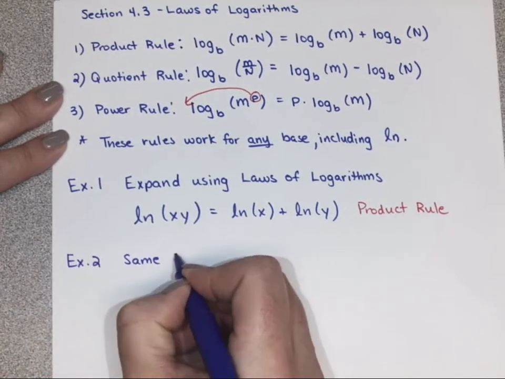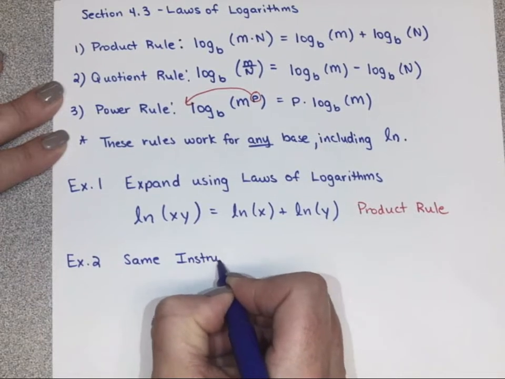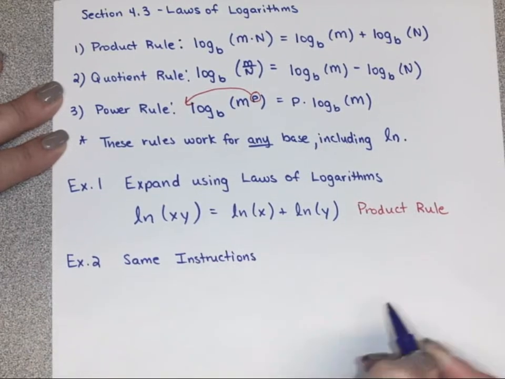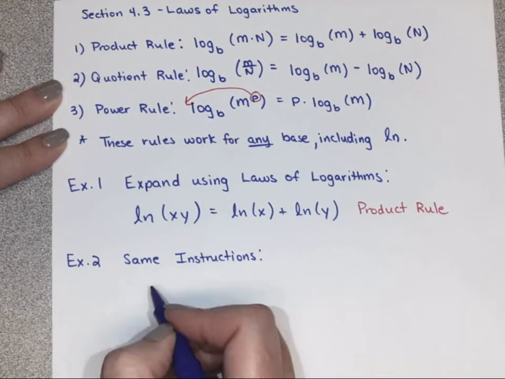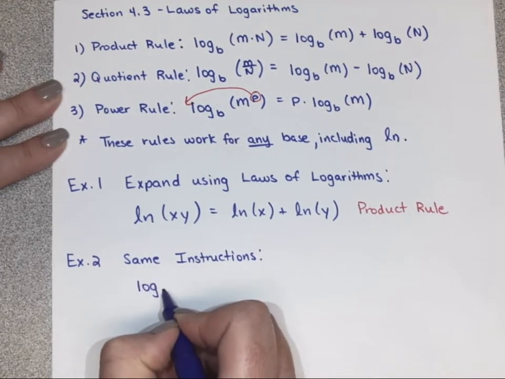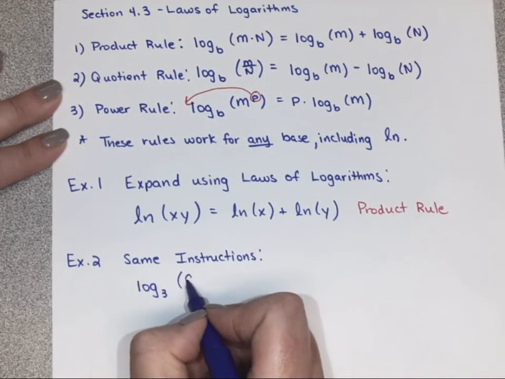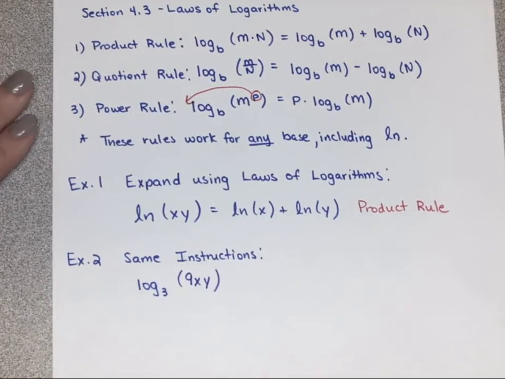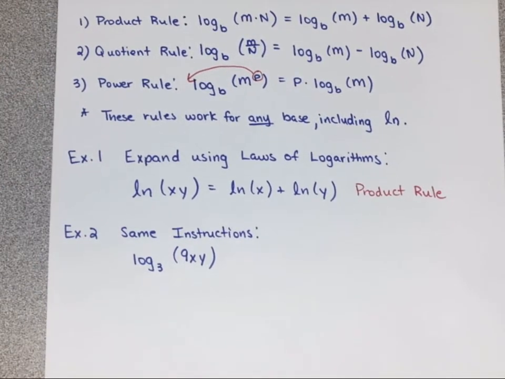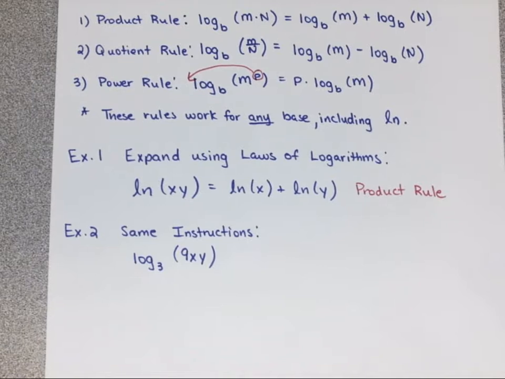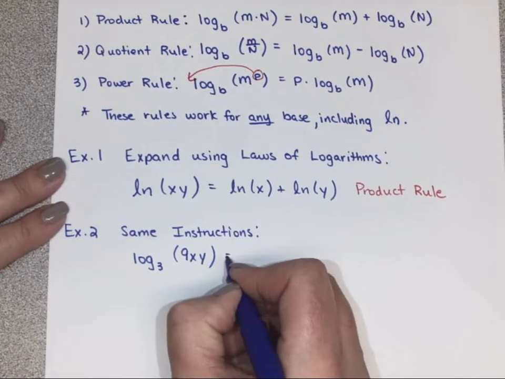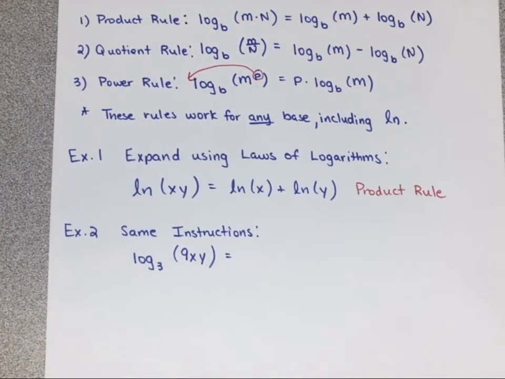So let's do another one, and I'm going to be lazy. Let's say the same instructions. In other words, expand the following using logarithms, using your rules. So log base 3 of 9xy. Same rule, it's just that this is log base 3 instead of the special case base e as before. So how many parts am I going to have? Because I have 9 times x times y. How many different log parts am I going to have if I pull them apart?